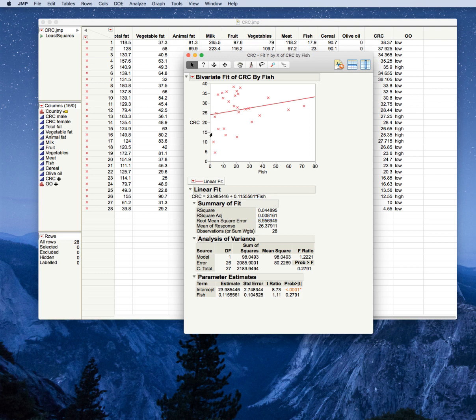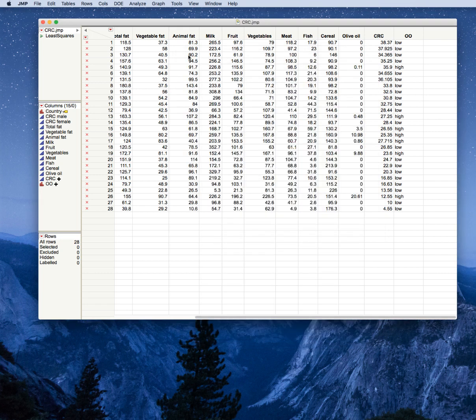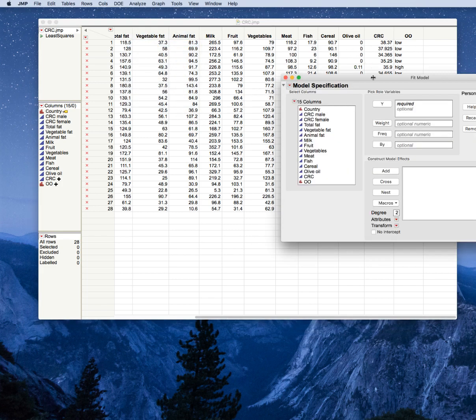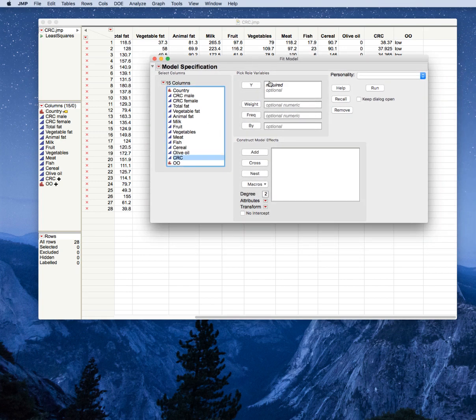And so we would have a quick sentence that fish consumption, per capita consumption alone is not predictive of colorectal cancer rates, and give the p-value, and we would be done. But we know that people's diets consist of more than just one component, so it may be helpful to look at components together when predicting colorectal cancer. So now let's take a look at Fit Model. Colorectal cancer rate is our outcome.